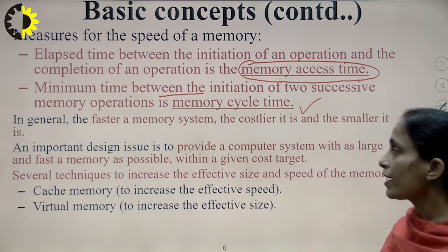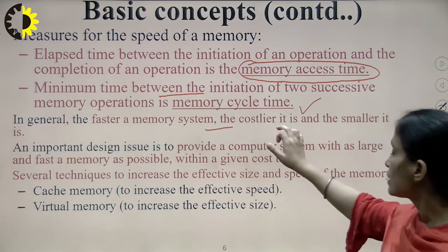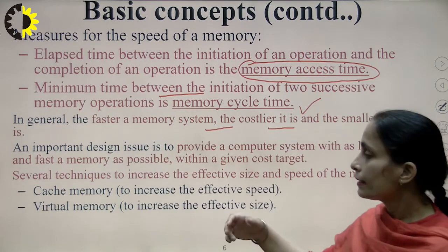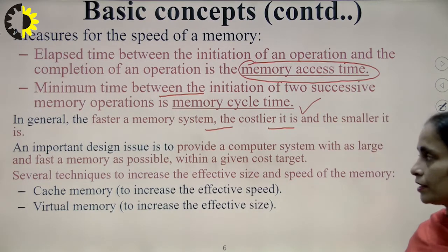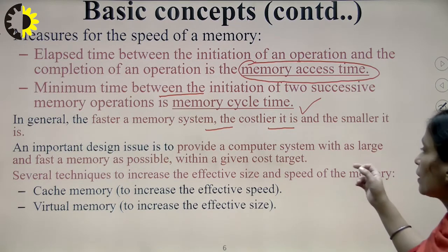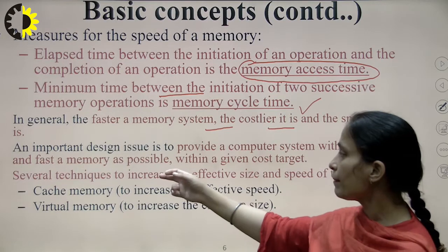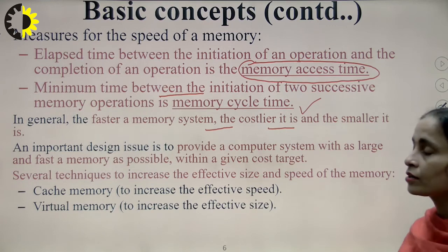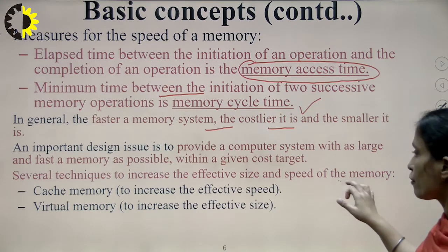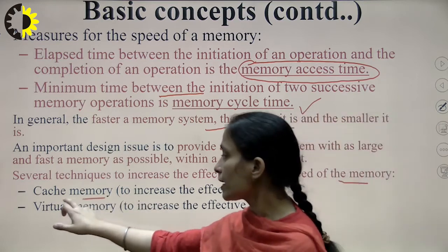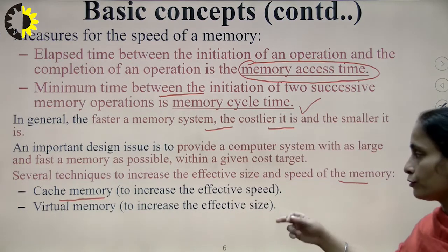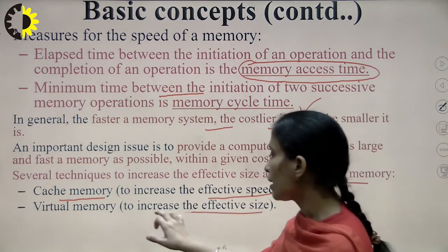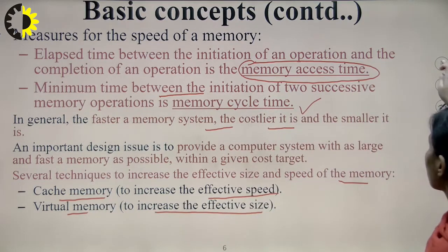In general, the faster a memory system, the costlier and smaller it will be. Then comes the important design issue: to provide a computer system with as large and as fast a memory as I require for a given task. There are several techniques to increase the effective size and speed of memory. In the case of cache memory, we increase the effective speed. If I am talking about virtual memory, then I am talking about increasing the effective size.